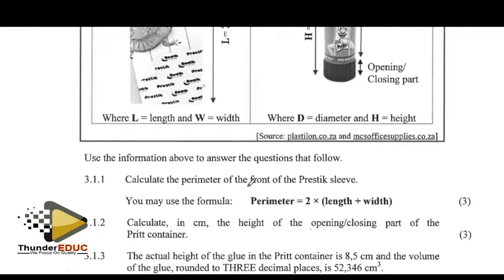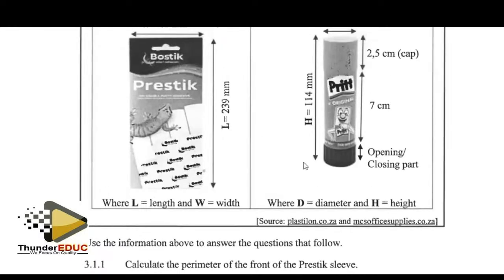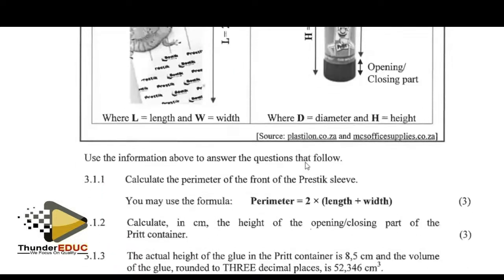Calculate the perimeter of the front of the pre-stick. Number one, pre-stick sleeve. So it's this one here. So the perimeter, what's perimeter? Perimeter is the total distance around a given shape. And they've given the formula. Once they've given the formula and you indeed know that's the right formula, just continue and substitute in it.